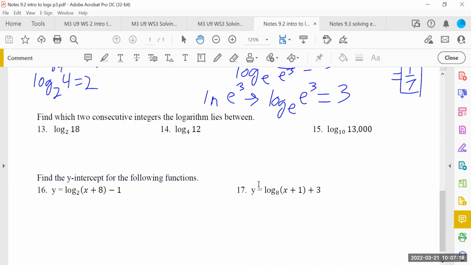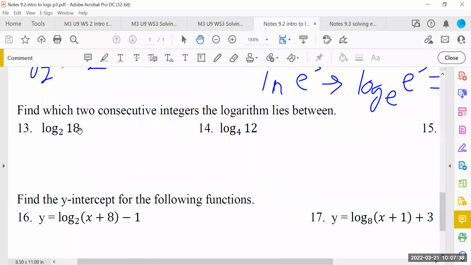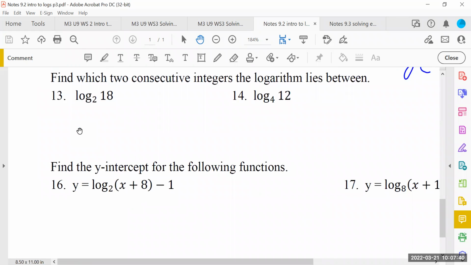This actually ties in. Remember, that was that one problem where I don't know if they made a mistake when they were making it, or if they're just trying to give us a little hint of what was coming up. This is where we can talk about the approximate answer when something doesn't work out perfectly. So number 13, log base 2 of 18. When I see this, I'm going to think through the powers of 2.